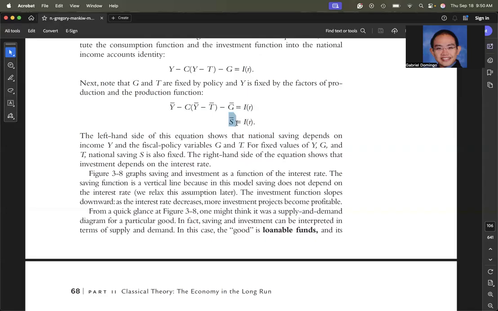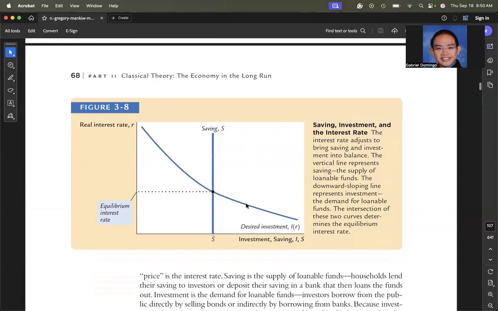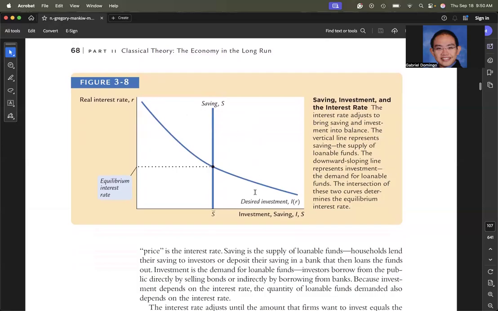It's possible for the supply of loanable funds, or the supply of funds that can be invested, to be different from the demand for investment here. And the price that will equilibrate that is R, like we said here. And this is the illustration of the market for loanable funds.